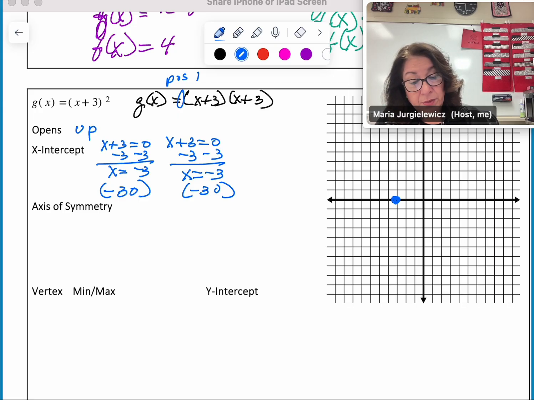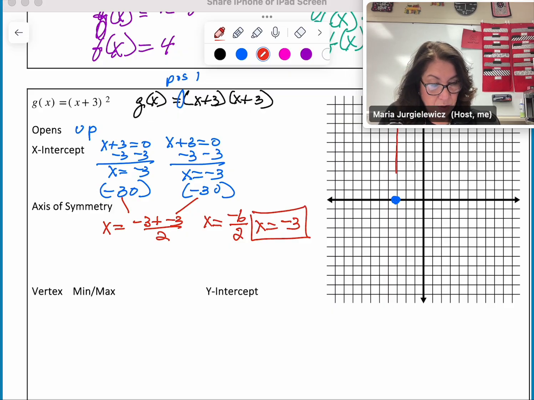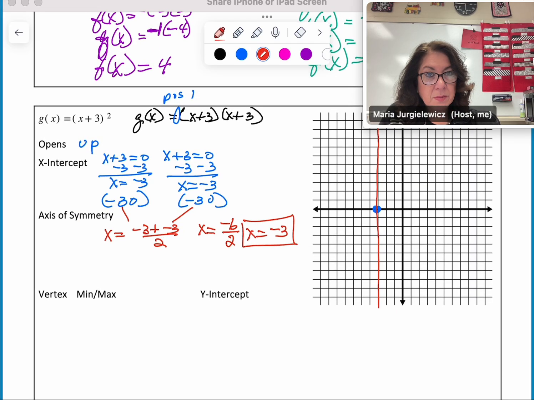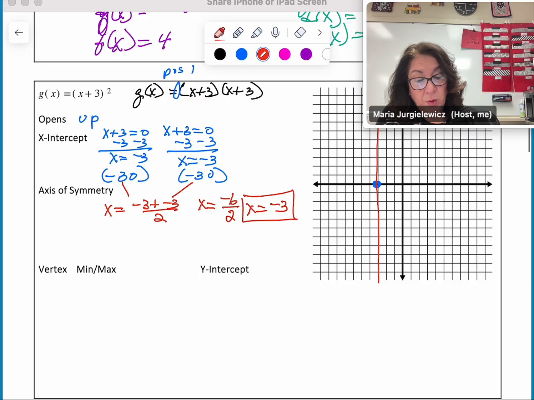And now let's talk about the axis of symmetry. It's going to be x equals, and we're going to take those two numbers, -3 plus -3 divided by 2. Okay, -3 plus -3 is -6 divided by 2. -6 divided by 2 is -3. There's my axis of symmetry. It's going through -3 right there. That's my axis of symmetry. x is equal to -3. Now they want me to find where's the vertex.